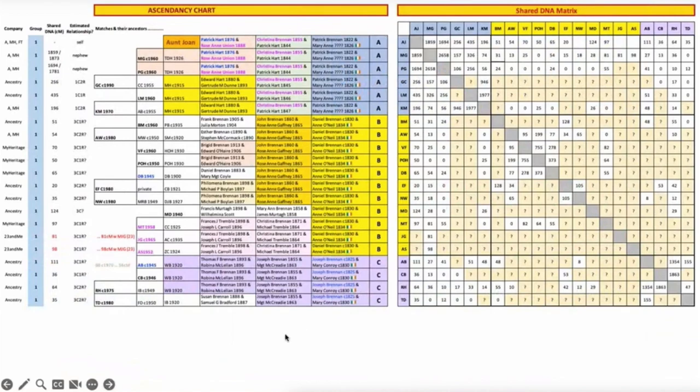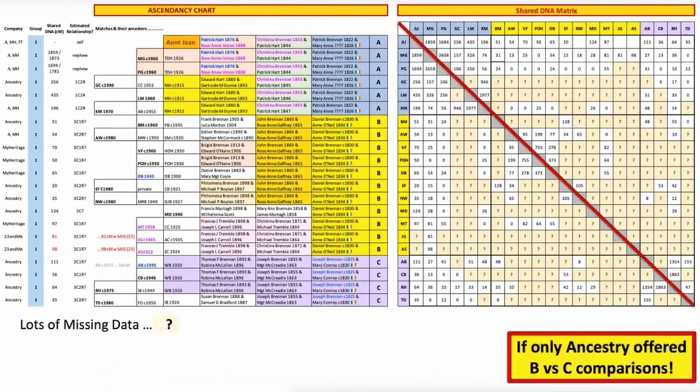So this is what I did with my Brennan cluster, and this is the ascendancy chart for my Brennan cluster showing the matches and their line of ascent. This is the shared DNA matrix that I was able to put together by using MyHeritage data and by asking people, can you tell me how much you share with all of these other people in the group? And the first thing to notice is the big question marks and the beige squares. There is a huge amount of missing data.